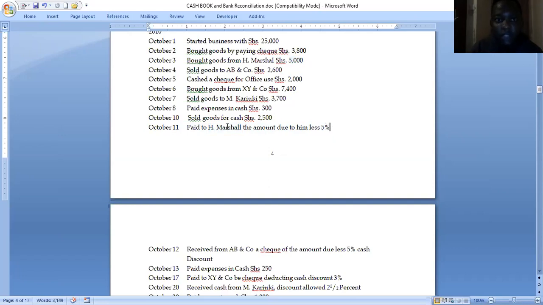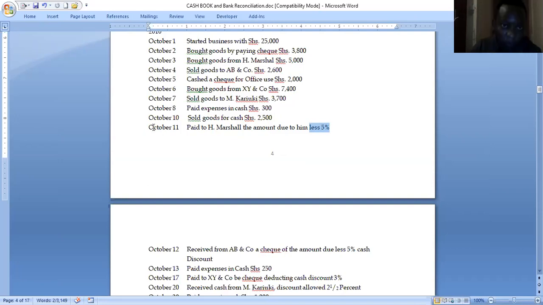When we pay H. Marshall, we debit the H. Marshall account, because remember, H. Marshall in this case is our creditor. A creditor is a liability. So when we pay H. Marshall, it means that the liability that we have with him is decreasing. Therefore, debit H. Marshall, and then credit the cash account with the amount that you are paying, that is 5,000 less 5%, which will be around 4,750. And then we're supposed to credit discount received. Discount received is a revenue, and whenever a revenue is increasing, you're supposed to credit.